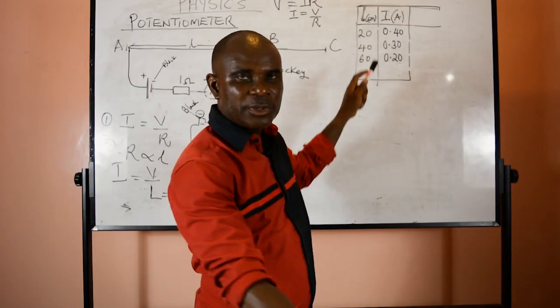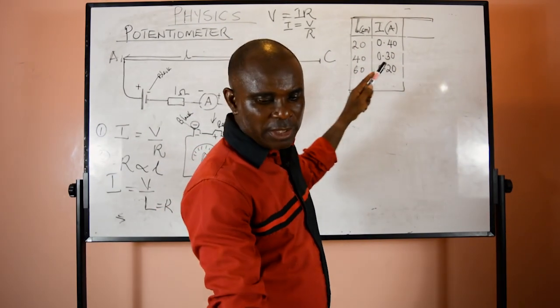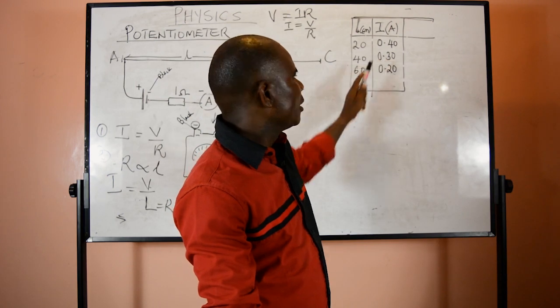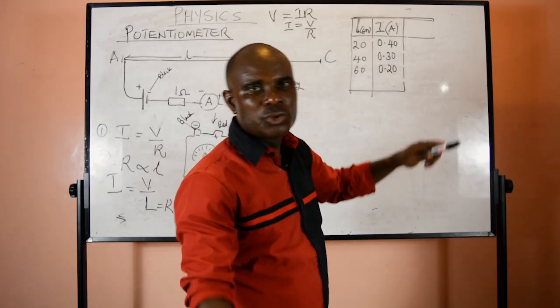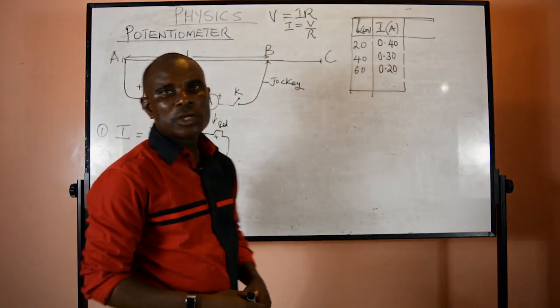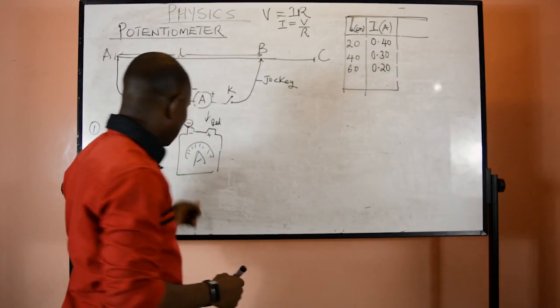All right. So we've been able to look at the 20 centimeter. I placed it somewhere there and got that figure, and 40 centimeter I placed it there, I got 0.3, and 60 centimeter 0.2. So we want to use these three values and try to see a relationship between them. So let's look at what is established here.